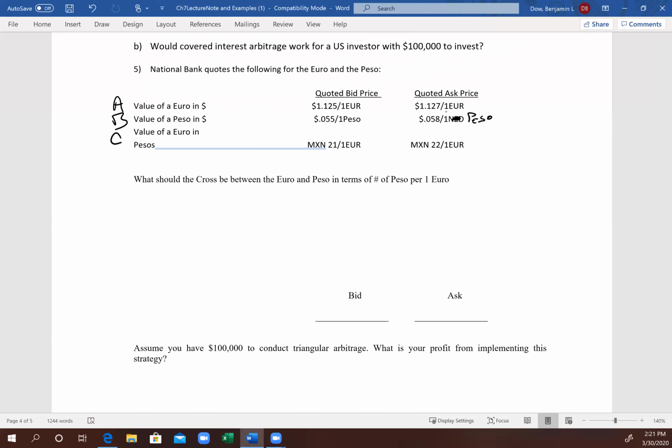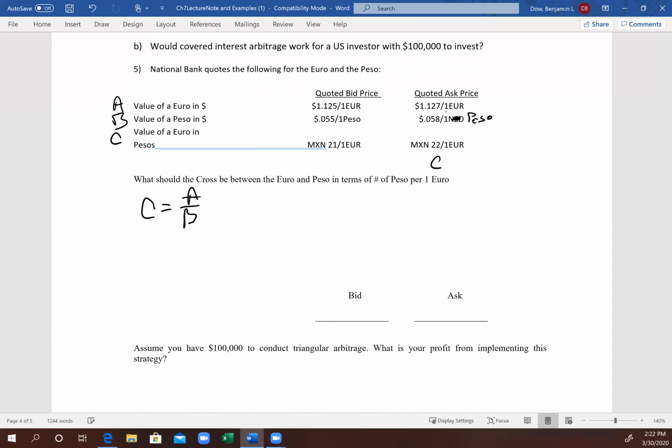In order to get a number of pesos per euro, we can't multiply A times B to get C, because that would give us dollars squared per euro peso, which doesn't make any sense. But if we want to find the number of pesos per euro, we're going to have to take A divided by B to get C.